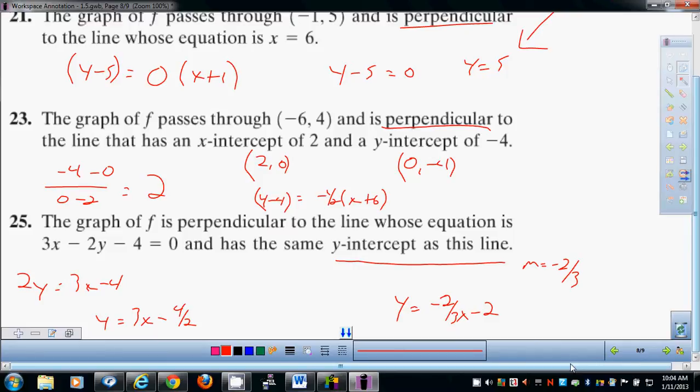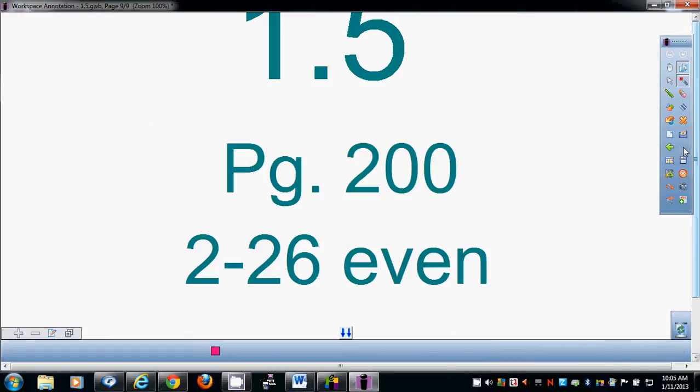Questions about how you're going to do these three? By the way, perpendicularize, I do not believe is a word, so don't go using that. All right, here you go.